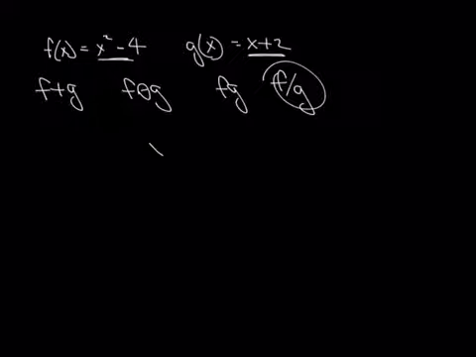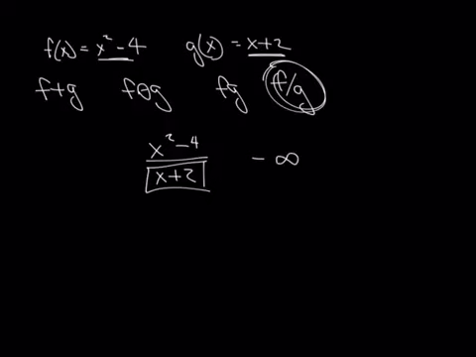So let's do that. F over g would be x squared minus 4 over x plus 2. So what we're doing is we're looking for a number that's going to make that 0, and that number is negative 2. So the domain for f over g would be all numbers from negative infinity to negative 2, but it doesn't include negative 2, and then from negative 2, not including it, to positive infinity. So that's actually the domain for f over g.